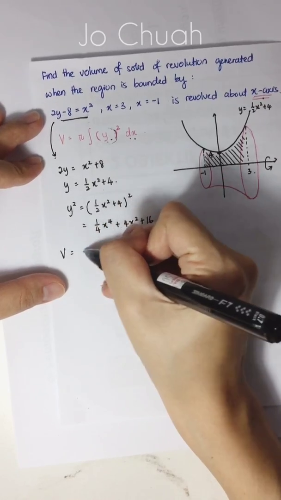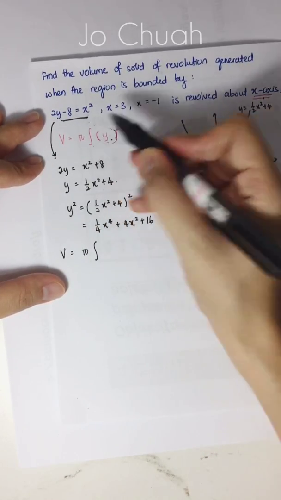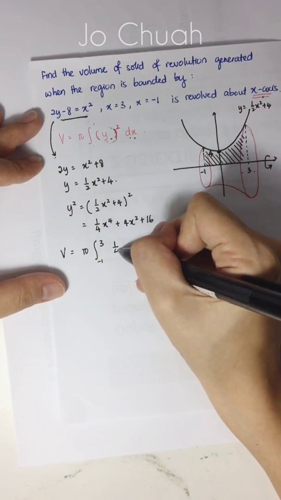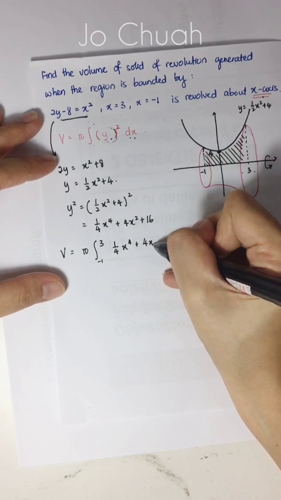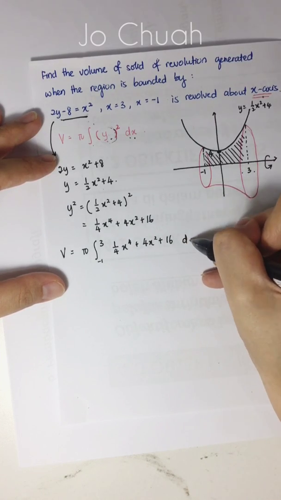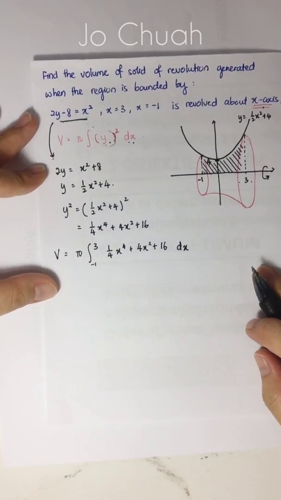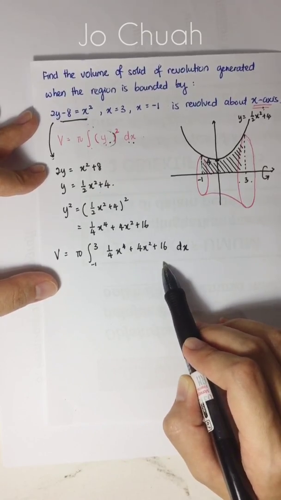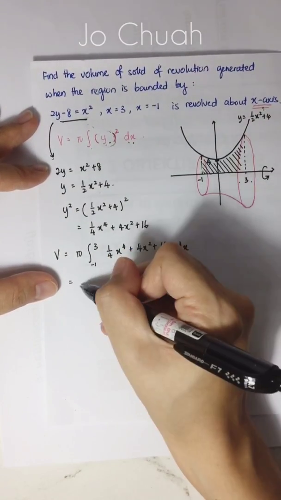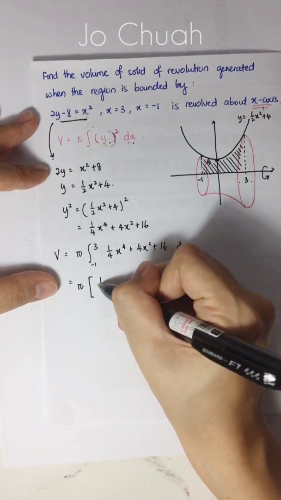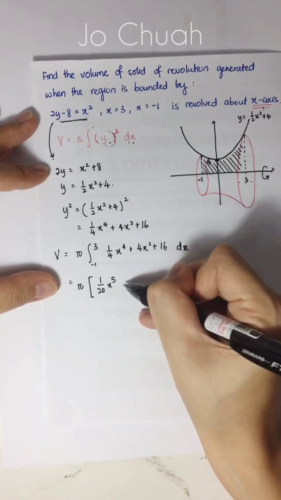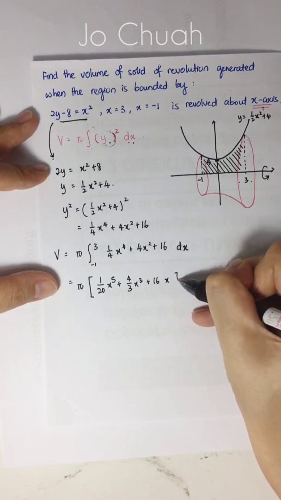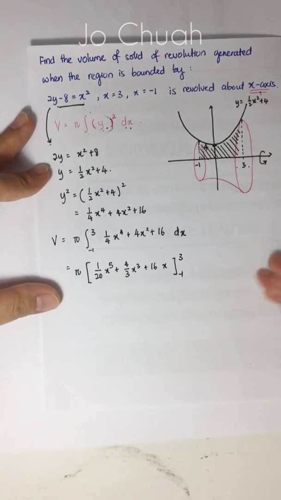Alright, so the volume is gonna be π, and then the limit is according to here, -1 to 3, and then just gonna pop this in. And then dx. Right? So it's quite easy, right? About x-axis, so dx, and everything is in terms of x. Alright? So this is easy for you to integrate. Just don't forget the π here. It's (1/20)x⁵ + (4/3)x³ + 16x. Limit from -1 to 3.